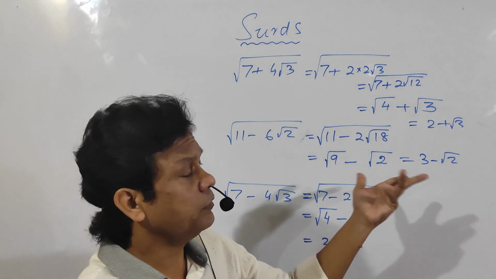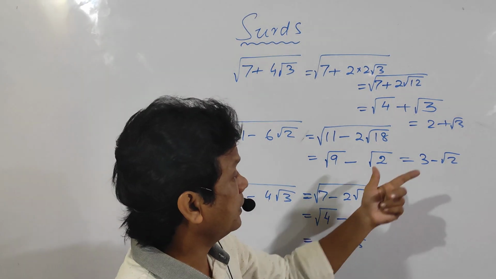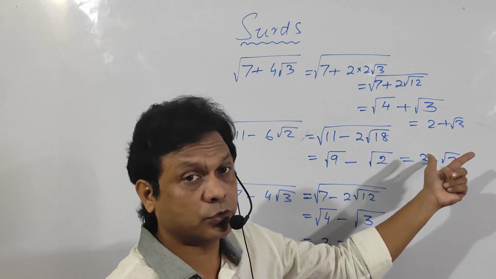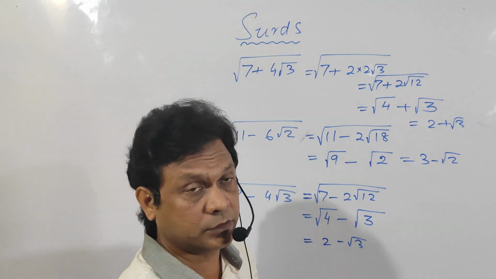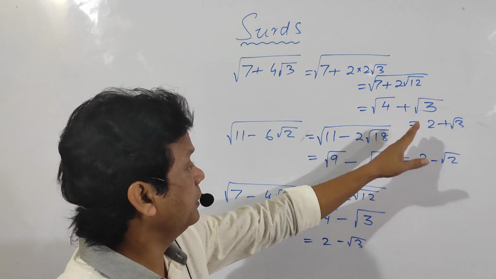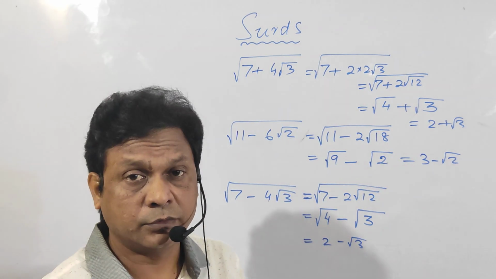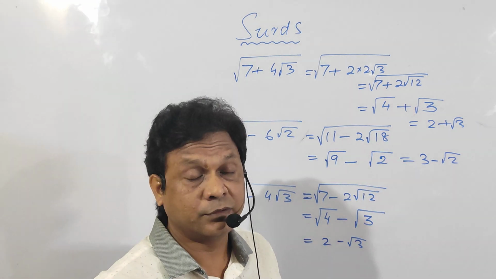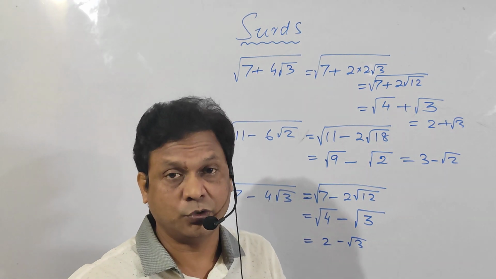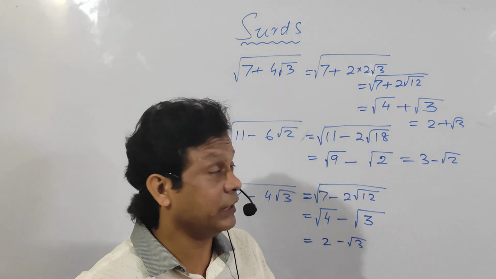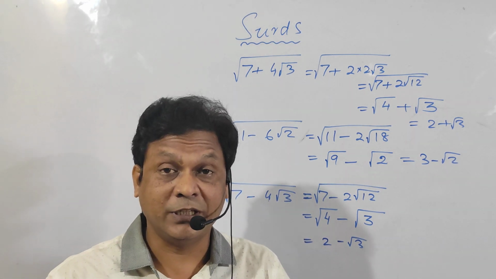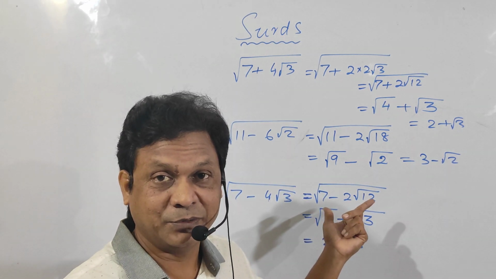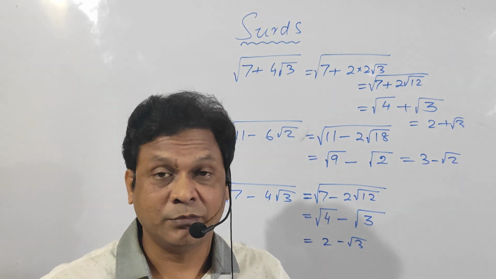If it can be solved, then you have to find out. The answer will be like this: 2 plus root 3, 2 minus root 3, root 3 minus 2, root 3 plus 2, like this. So you should write like this. Perhaps this is the easiest way, which I have told you. And without any pressure, without any tension, you can write the answer quickly. And hardly it will take 3 to 4 seconds.